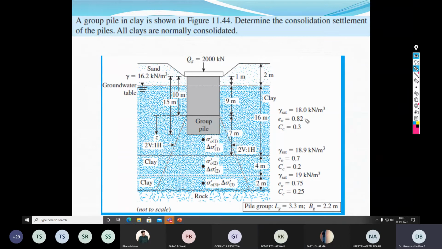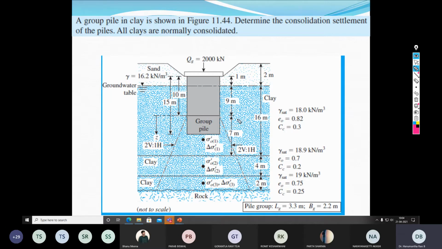So just everyone, I request you to note down this sum. So this is a pile group. A pile group in clay is shown in figure 11, the below figure. Determine the consolidation settlement of the piles. All clays are normally consolidated.